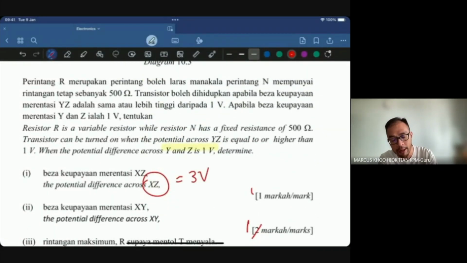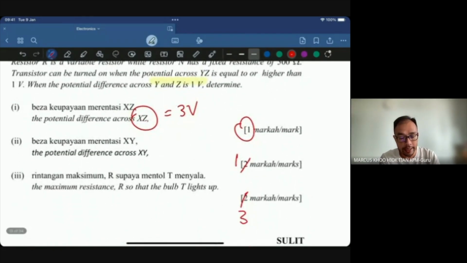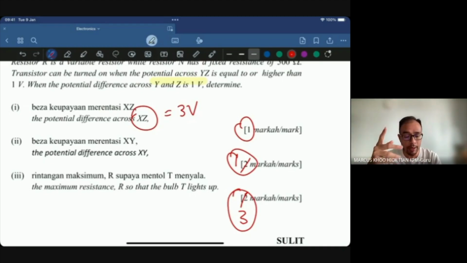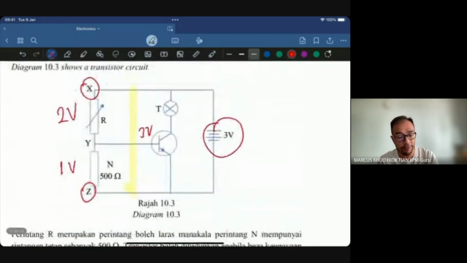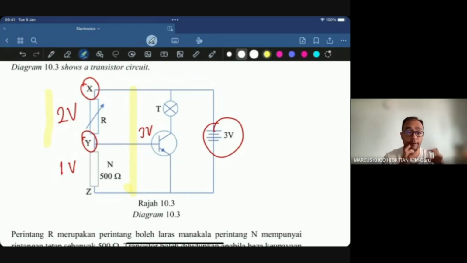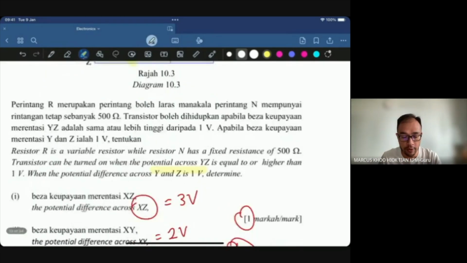This is only a 1 mark answer. There's a mistake in this question. This is 1 mark and this is 3 marks. Please correct this. Question number 2 is only 1 mark. Also, the potential difference across XY is 2 volts, from the logic that we determined just now. Across XY, this part over here, is 2 volts, because if YZ is 1 volt, the voltage in XY must be 2 volts.